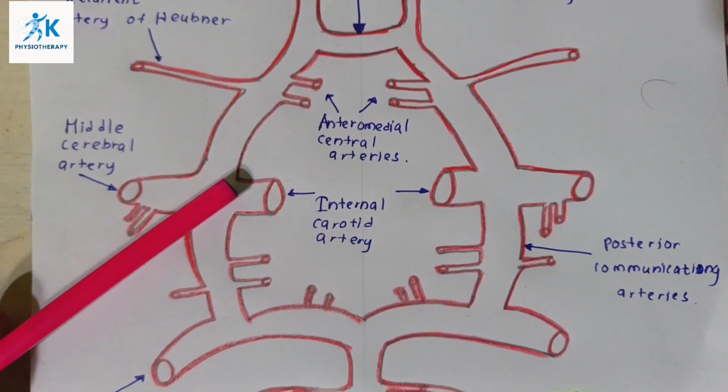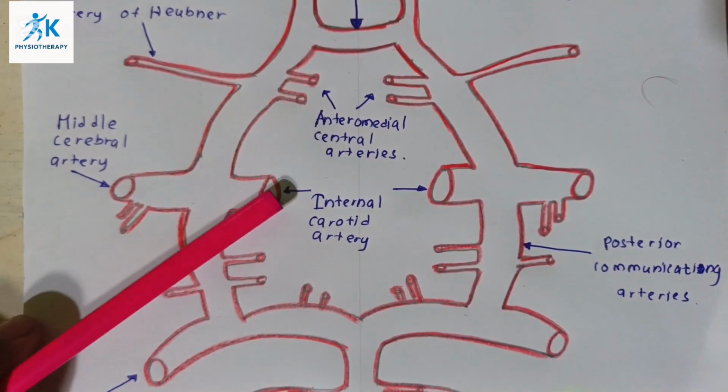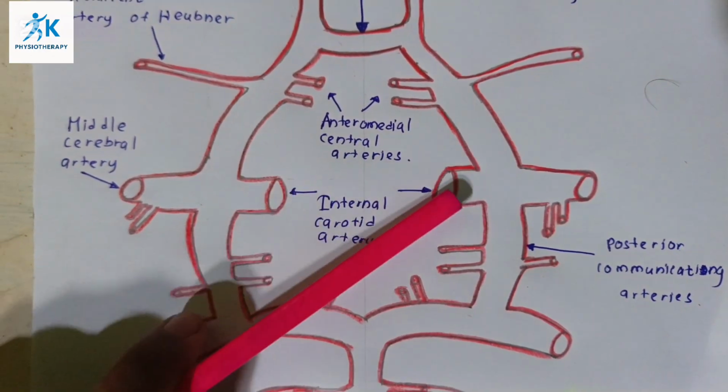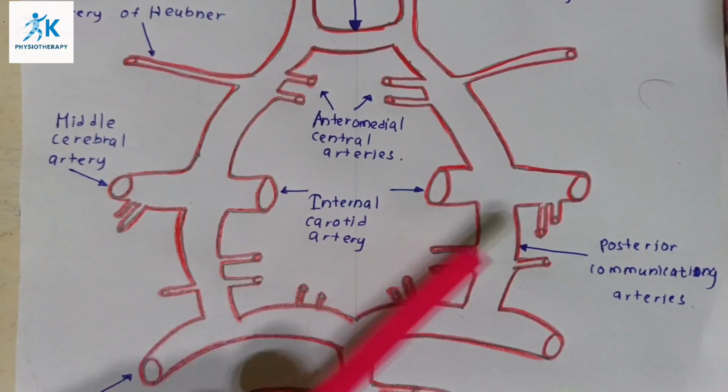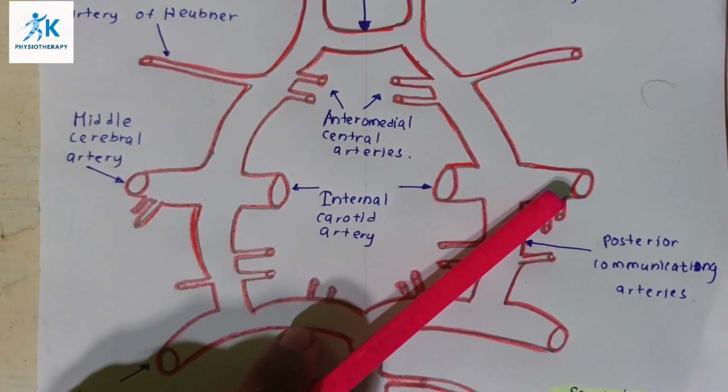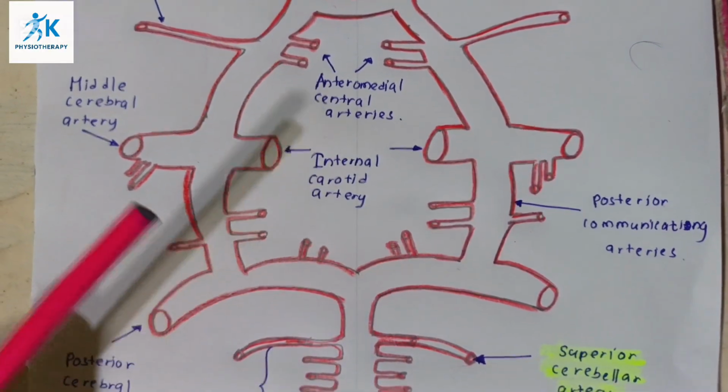Then this is the internal carotid artery. The two internal carotid arteries are the major vessels bringing blood into the brain and give rise to the anterior cerebral artery and middle cerebral artery branches. That is the middle cerebral artery branch.